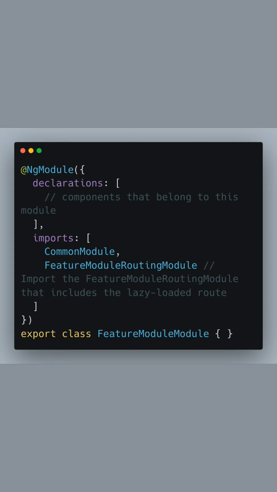Lastly, let's take a detailed look at our feature module. This is a standard Angular module, decorated with @NgModule. In declarations, you would list any components, pipes, and directives that belong exclusively to this module. The imports array includes the CommonModule, which provides common directives like ngIf and ngFor. We also import FeatureModuleRoutingModule to hook in the lazy loaded routing configuration we defined earlier.